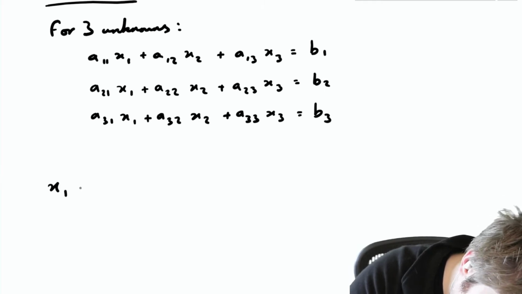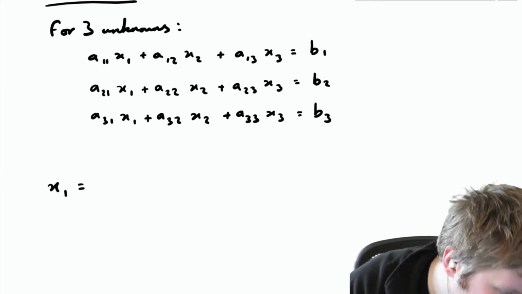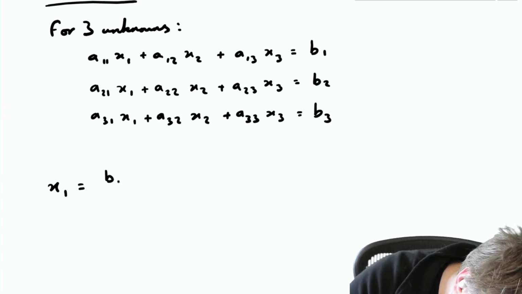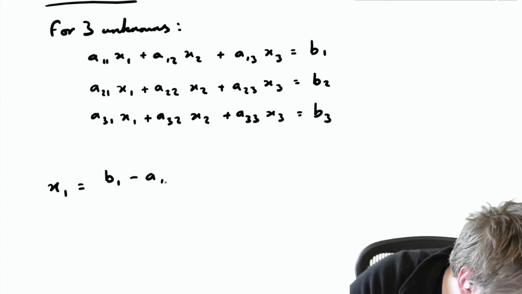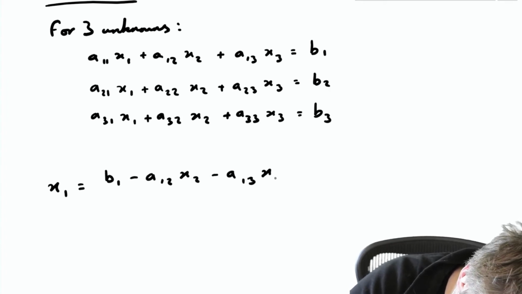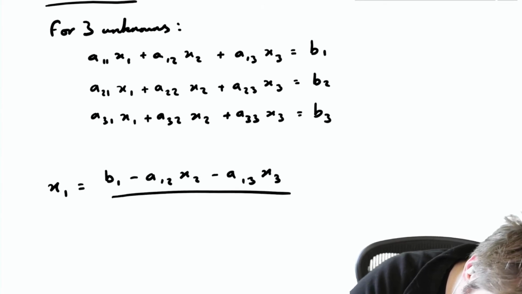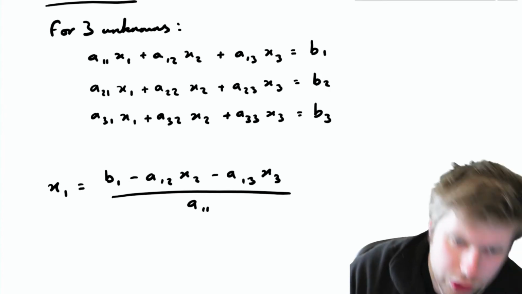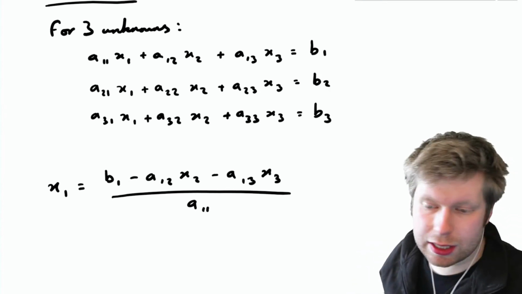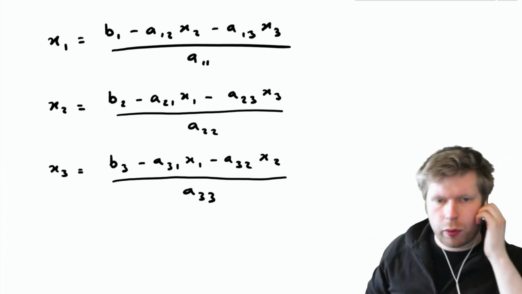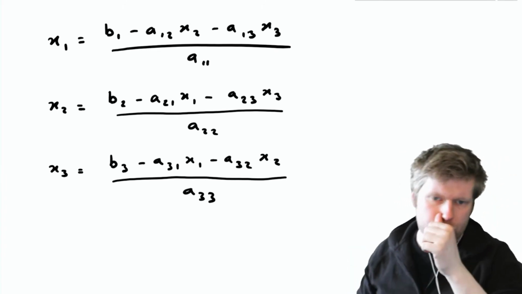So I can basically say that x1 is going to be equal to, when I rewrite this, b1 minus a12 times x2 minus a13 times x3. And of course I'm going to have to divide that by the coefficient of x1, which is a11. And if I do exactly the same thing for the other 2 equations, then I get this, like so. So basically I've just rewritten all the top equations in terms of x1, x2 and x3.